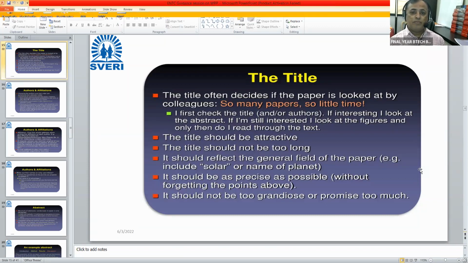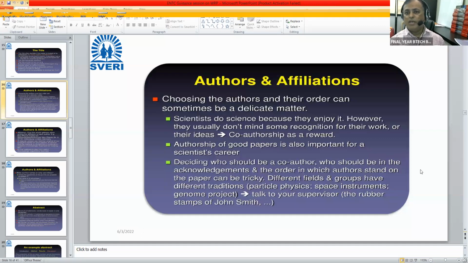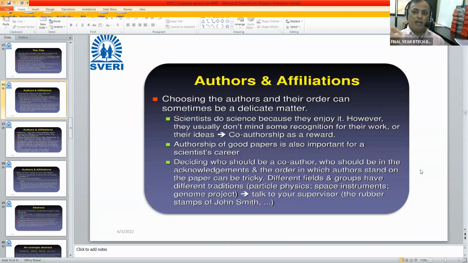So very important to write down a very good title. Authors and affiliation, I have already discussed with you. Please don't write down the name of the author as Mr., Dr., Mrs. and all those things in front of the name of the author. Keep it simple, like if my name is Vaishnav Kale, I will write it as Vaishnav G. Kale. So it's very simple.